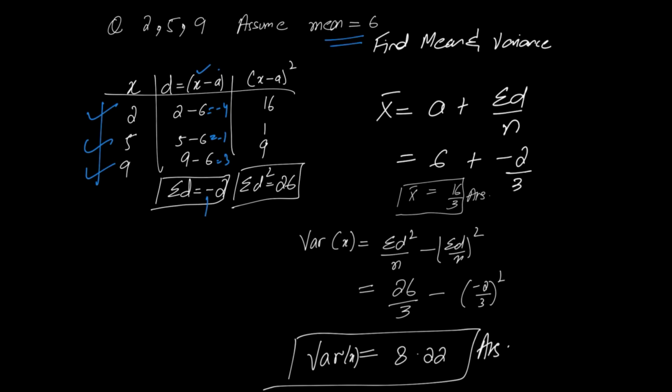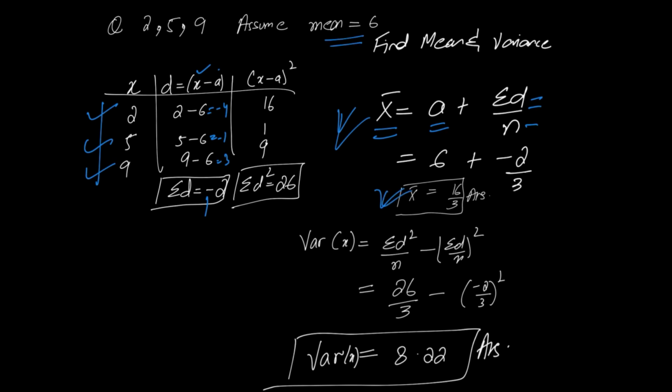total of minus 2. So the summation of d is minus 2, so we can take out the mean by using this assumed mean method. So x bar we have to find, a we have 6, summation of d we have minus 2, and n we have 3. So there we go, we have the mean.